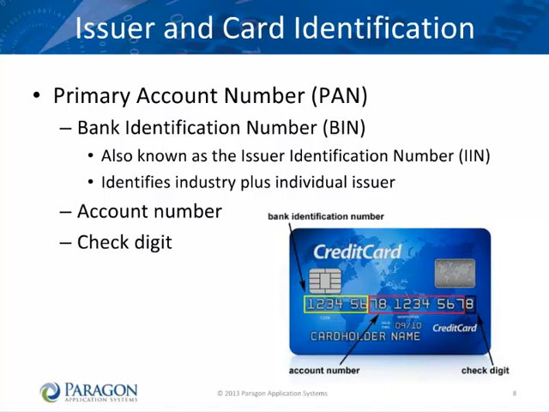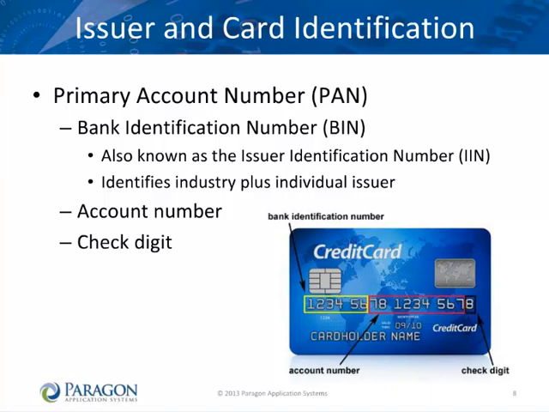Each payment card has a unique card number that is associated with one or more accounts belonging to the cardholder. This unique card number is known as the PAN, or primary account number. You can find the PAN on the front of the card. The PAN is typically between 13 and 19 digits long. The first digit of the PAN indicates the industry, such as banking or finance. The next 3 to 5 digits of the PAN identify the issuer.